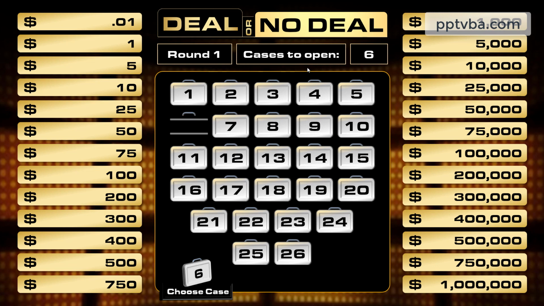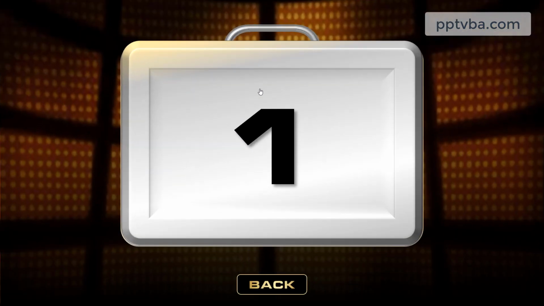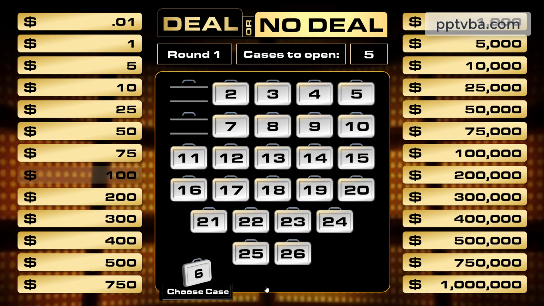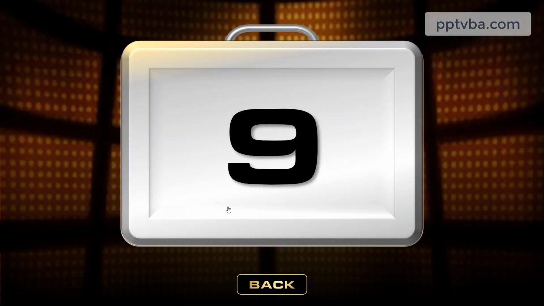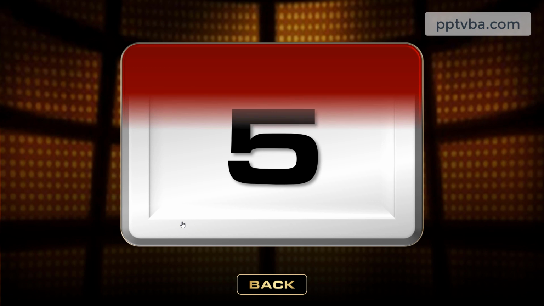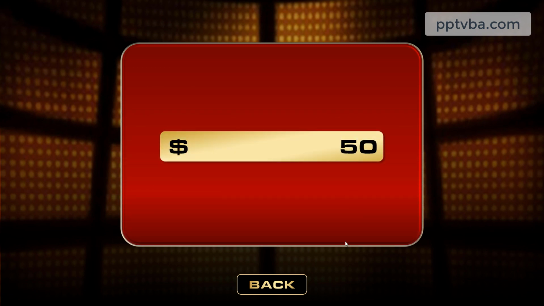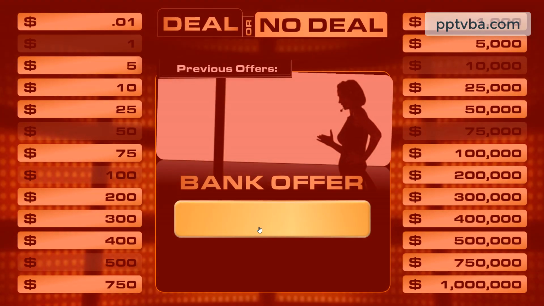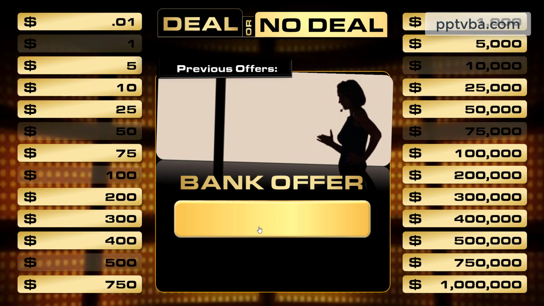Now in round 1, you select 6 cases and those 6 cases will be eliminated. So your job is to choose cases that have the lowest denominations like this. Let me fast forward and choose cases. Now at the end of round 1, after you eliminated 6 cases, you have the bank offer, and this is generated through an algorithm in this PowerPoint game itself.